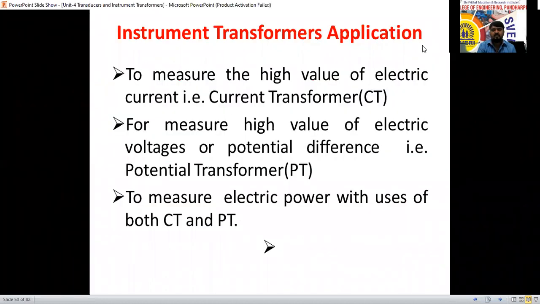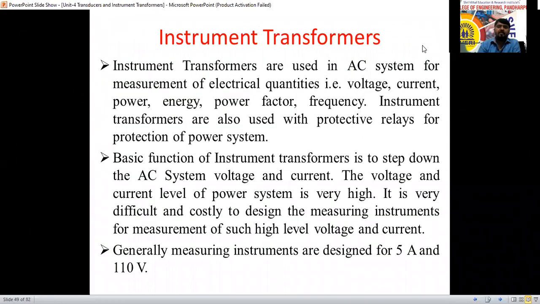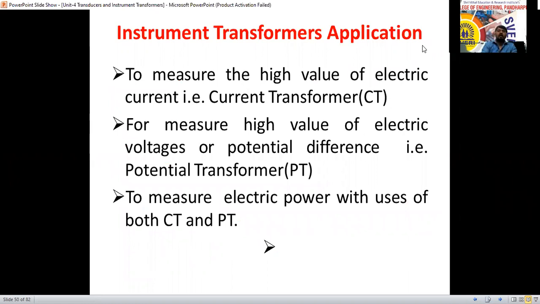Introduction of instrument transformers. Now the applications of instrument transformers: exactly in which places are we going to use them? In the substation, or in the houses, where are we going to use them? Actually, all these instrument transformers are used in the AC system. For measuring a high current value, we use the current transformer, and to measure the voltage we use the potential transformer.